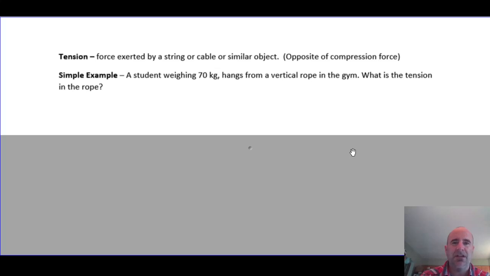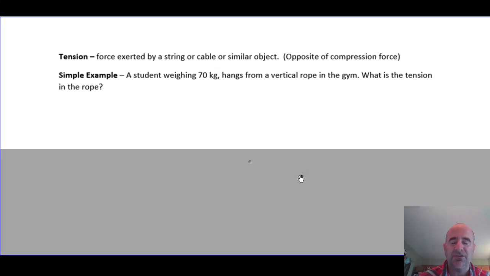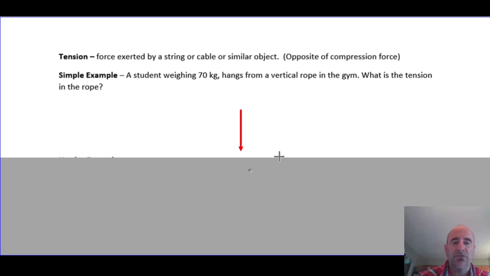So to give you an idea, a really simple example, we've got a student who weighs 70 kilograms hanging from a vertical rope in the gym. Let's assume that they are hanging from their arms, okay? And I'm not trying to be morbid here or anything. So that means that because of gravity, there is a force of gravity applied. Okay, the student, of course, wants to fall.